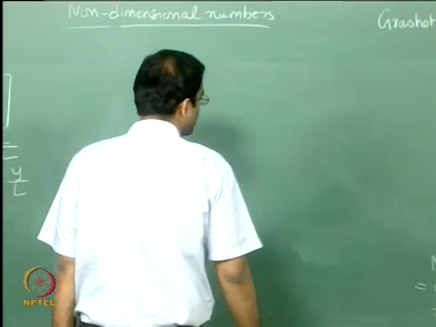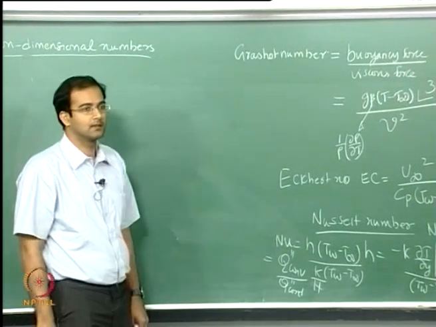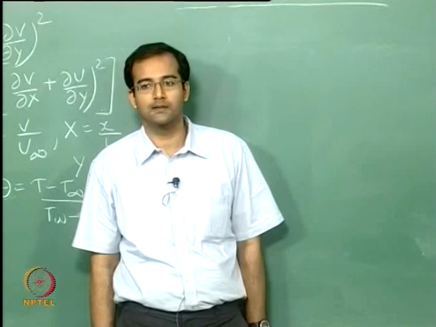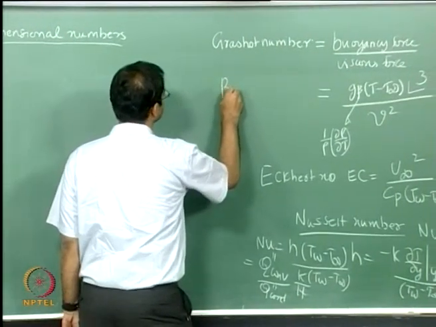So these are some of the non-dimensional numbers. Of course we have also come across the Bejan number in the last class when we were looking at the entropy generation. Do you remember how we defined the Bejan number?